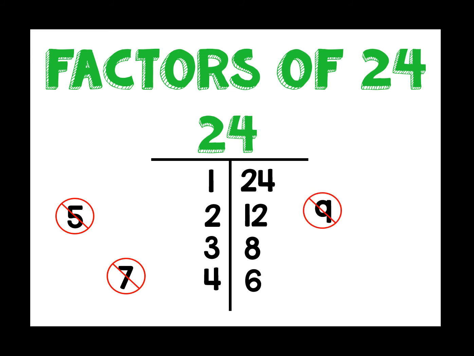The next number is 9. When I skip count by 9, 9, 18, 27, the number 24 is not a product of 9. And lastly, we have the number 10. We know the given number would have to have a 0 in the ones place for 10 to be a factor.